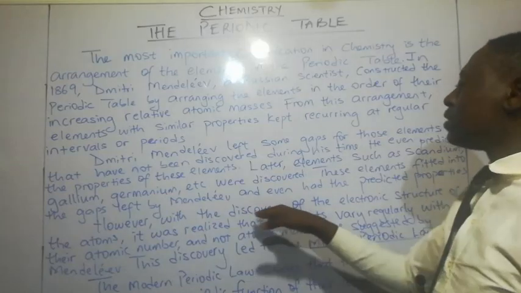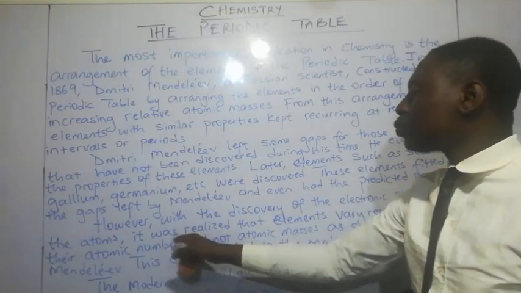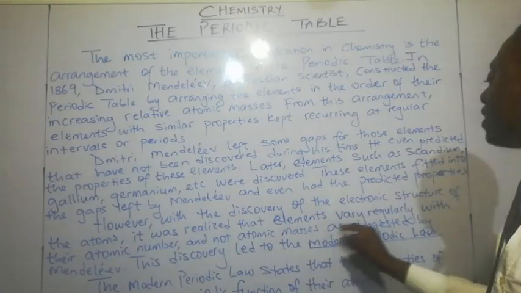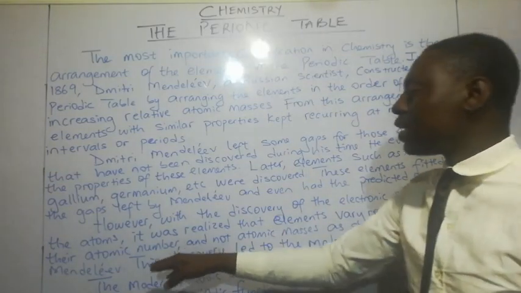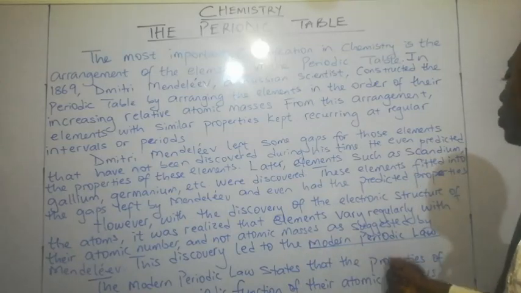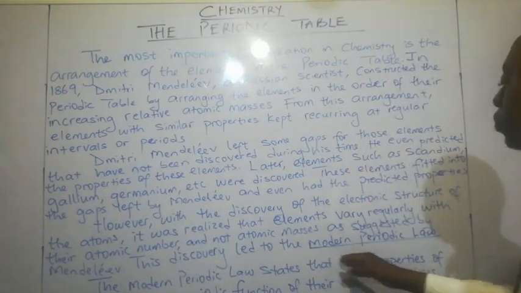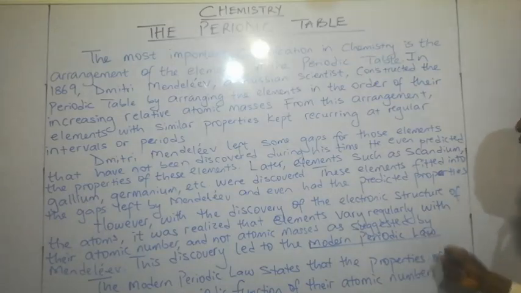However, with the discovery of the electronic structure of the atoms, it was realized that elements vary regularly with their atomic number and not atomic masses as suggested by Mendeleev. This discovery led to the modern periodic law.